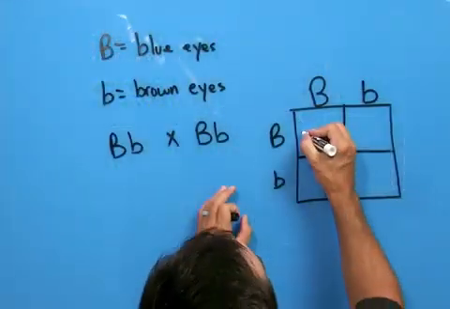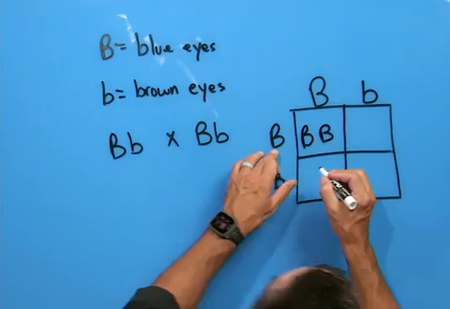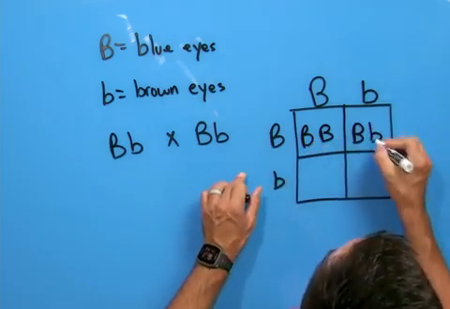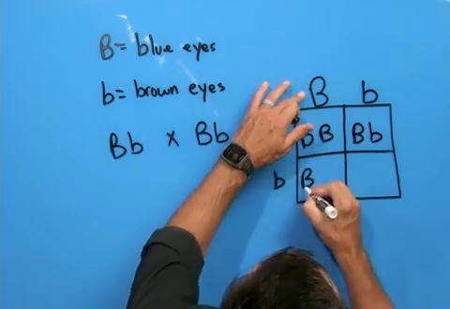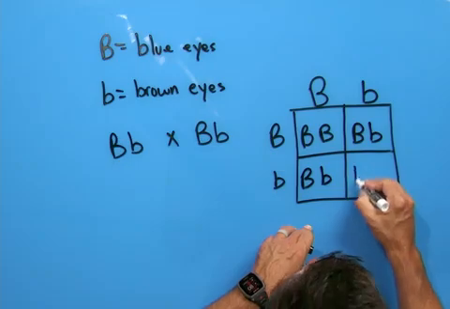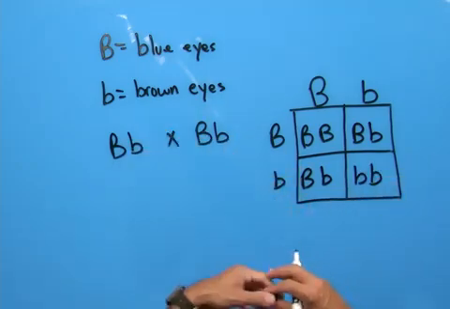All you have to do is simply bring the letters together. So this big B drops down, this big B moves over. This big B moves over here. This little b drops down. This big B drops down. This little b moves over. This little b drops down. And this little b moves over. So now we have a completed Punnett square.